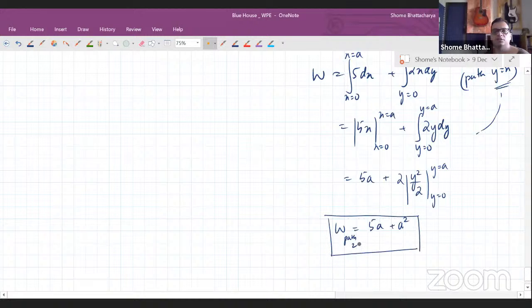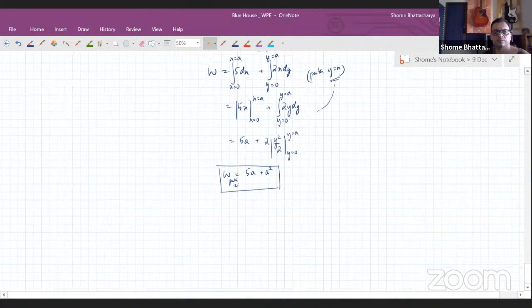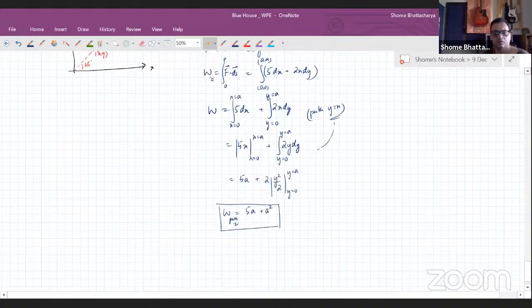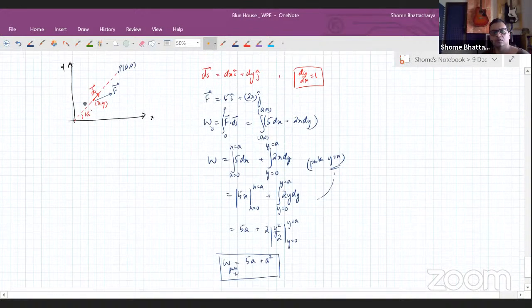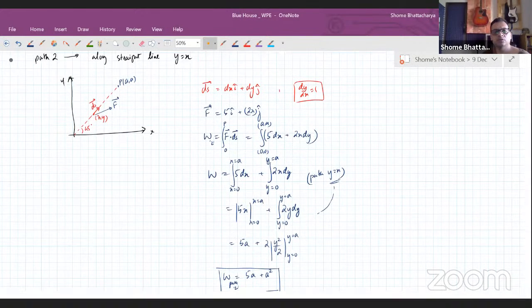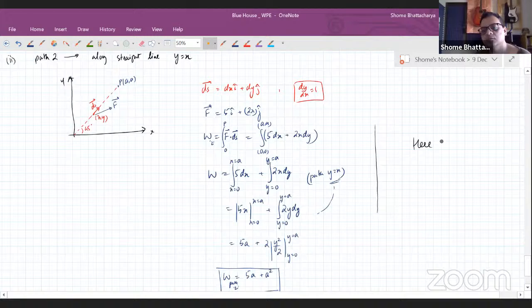So you can see the work done in path 2 is not equal to the work done in path 1. Ultimately from this you will be able to see that the work done in the second path is not equal to the work done in the first path. Please make a note of this properly, and from that make sure you understand the final conclusion. So here work done is path dependent. This is an example of a non-conservative force.